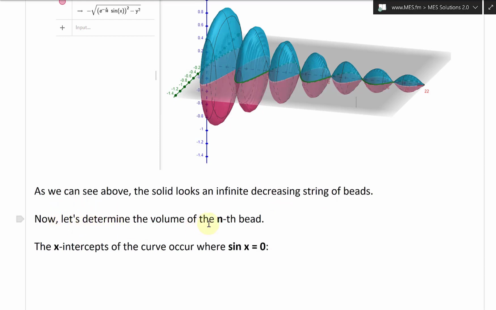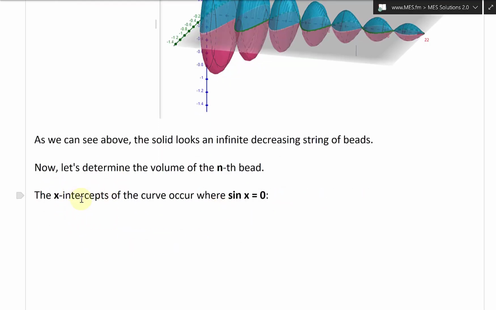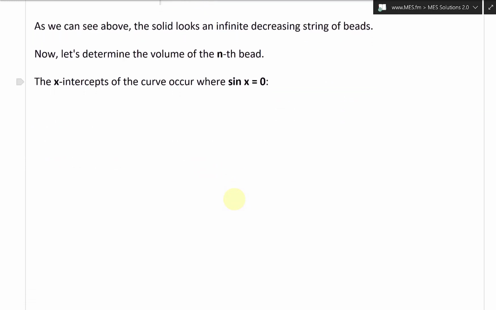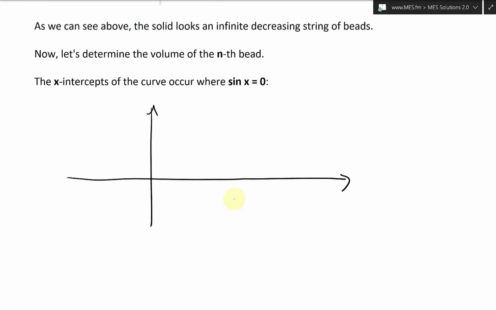Now let's determine the volume of the nth bead. The x-intercepts of the curve occur where sine of x is equal to 0. Let's write that out. We'll just draw it out. So here's the sine, and we're only dealing with x greater than or equal to 0. This is x, and this is sine of x, the y-axis, and it looks like this. And it keeps going on and on.